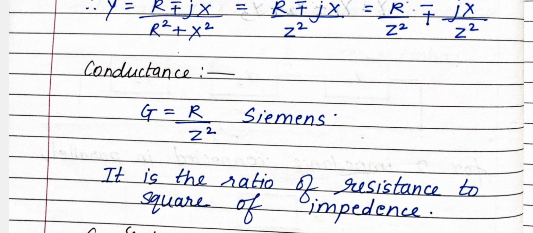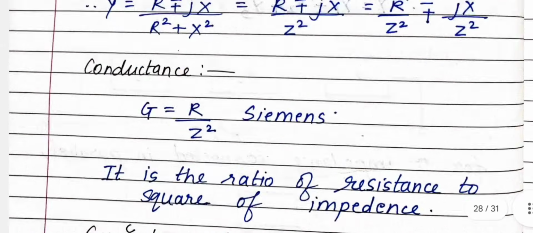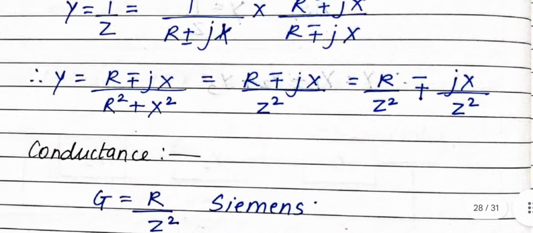It is denoted by G, and its formula will be R by Z square. I hope you understood. Here its unit is Siemens, and with the help of the formula you have to derive it: it is the ratio of resistance to the square of impedance. And susceptance is this part, that is X upon Z square.